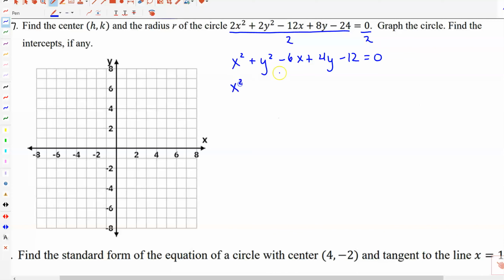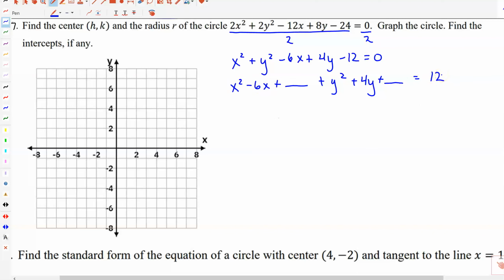Alright, so now let's go and set this up to complete the square. I'm going to bring my x terms next to each other, and then leave a spot to complete that square. And then I'm going to have my y terms next to each other, and then a spot to complete that. And then the negative 12 I'll bring to the other side as positive 12. So I'll have x squared minus 6x plus some number plus y squared plus 4y plus some number is equal to 12.